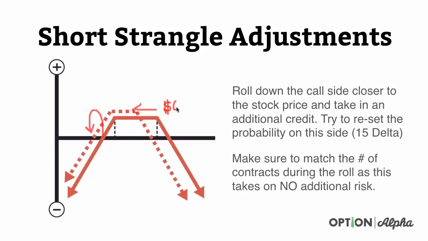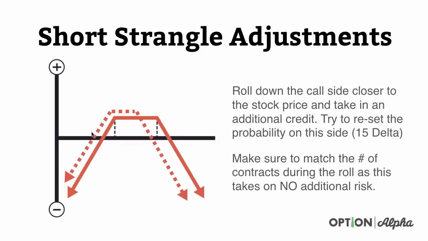So if you take in, let's say, an extra credit of $75, that credit of $75 is going to help move your break-even point out on the put side just a little bit further. It's going to acknowledge the fact that the stock has made a move lower, and it's going to help move that put side break-even point out a little bit further.